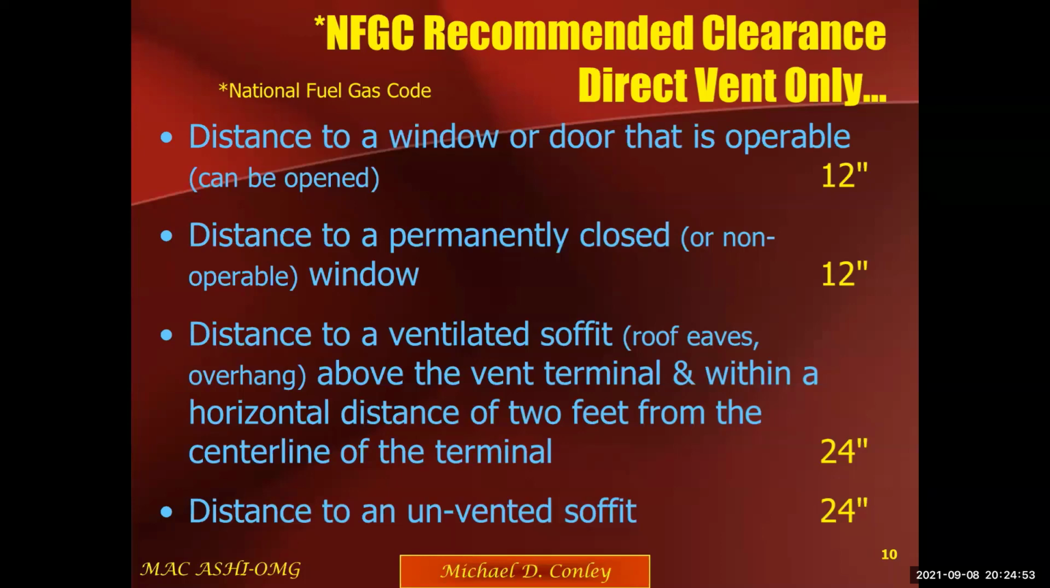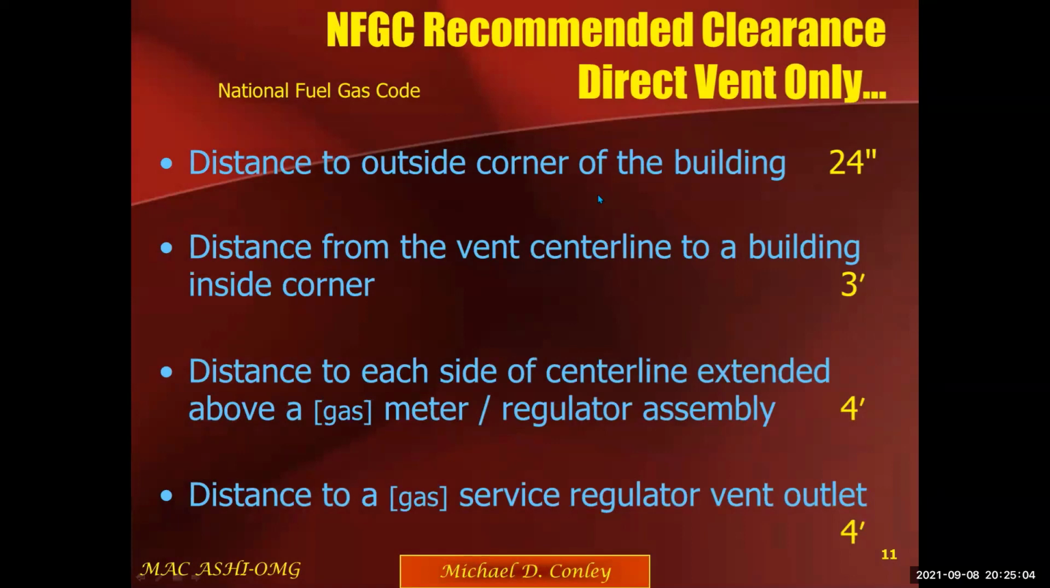Distance of permanently closed windows, 12 inches. From ventilated soffits, roof eaves, overhangs, things like that, 2 feet. Unvented soffit, 2 feet. Outside corner of a building, I'm not sure why this makes a difference, but they want to see it at least 24 inches from the outside corner. From the inside corner, at least 3 feet. Must have to do with circulation, I assume. Distance of gas service regulator, 4 feet. That makes a lot of sense. You don't want those two interfering with each other.